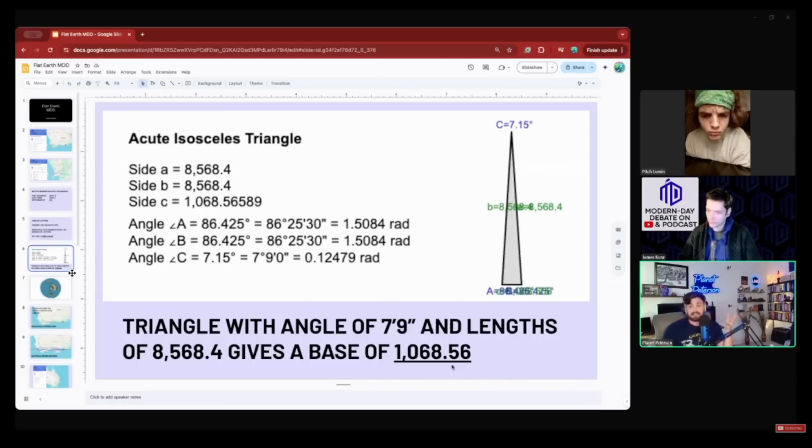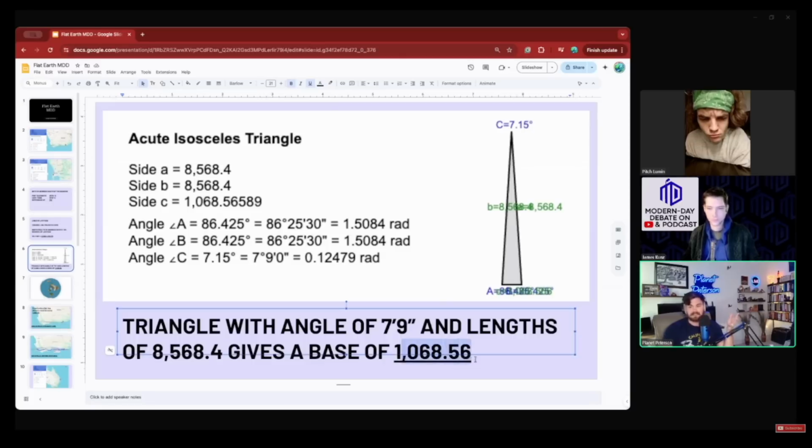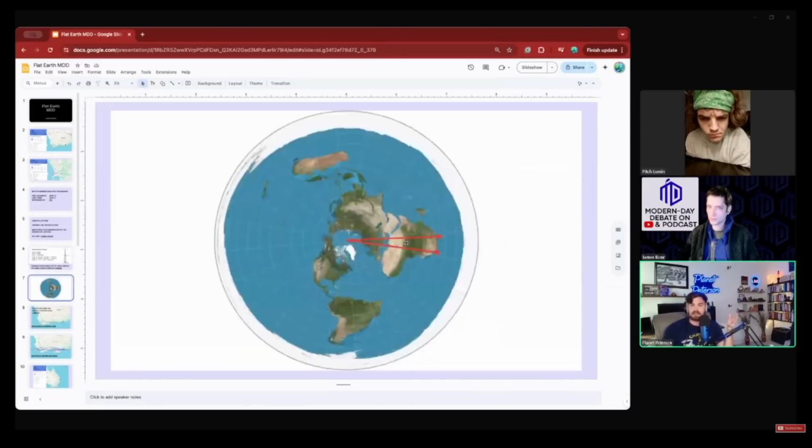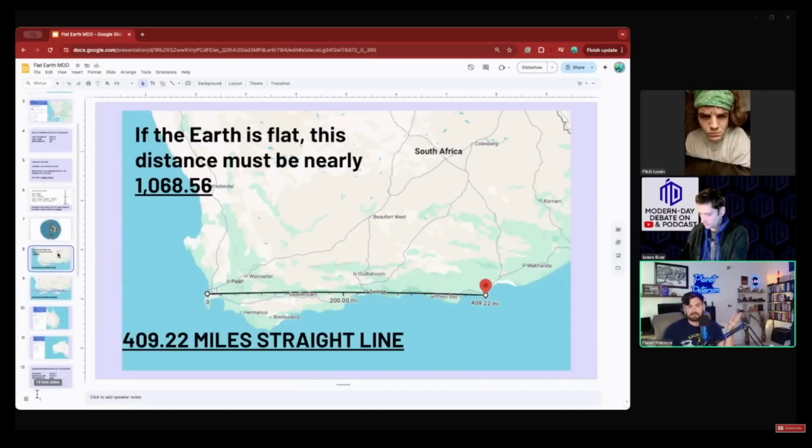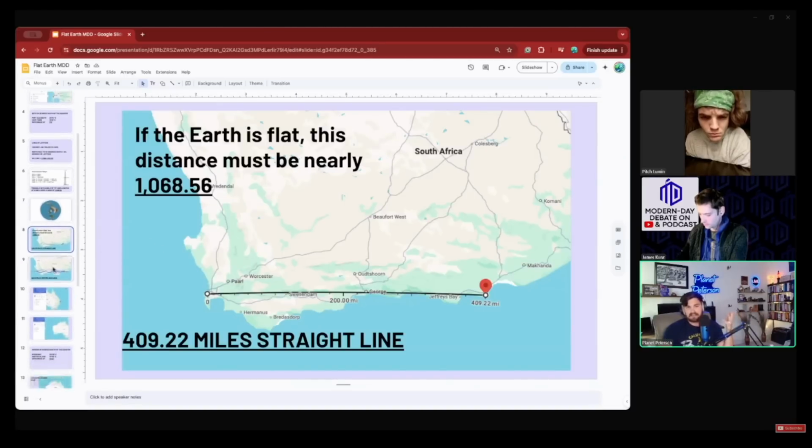So what this does is it predicts the base of our triangle, which would be the distance between those cities. And it's well over 1,000 miles. That's because on a flat Earth, if you travel south, you always get farther apart from the other person. So all it does is create triangles like this. But the problem is the real world distance between these two places is not even half that. It's only 409 miles. Now you can claim, yeah, but that's Google Earth or whatever.